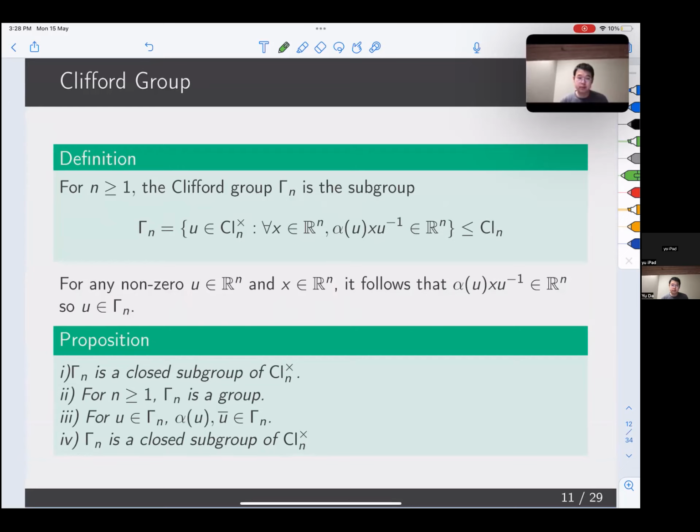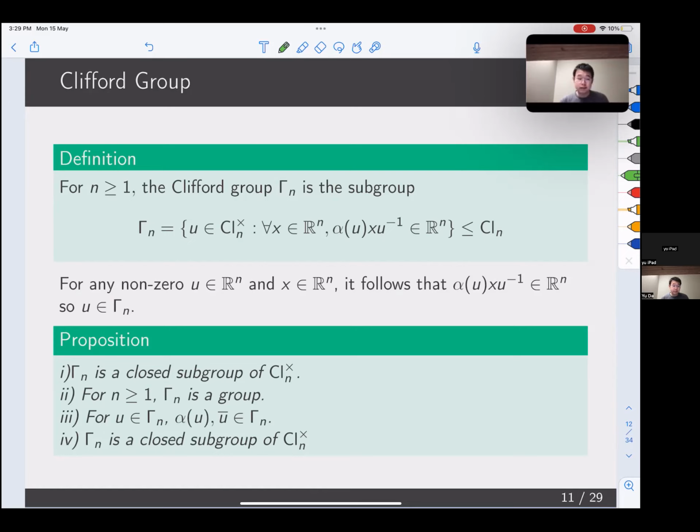So next we move on to the Clifford group. The Clifford group Gamma_n is a subgroup of the u inside Cl_n, not including 0, such that for x inside R^n, we have alpha(u) x u inverse still inside R^n. And we notice that for u in R^n and x in R^n, alpha(u) x u inverse is still in R^n. So we can say that R^n is a subgroup of Gamma_n.